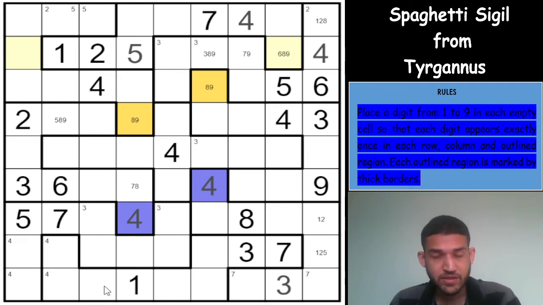6, 8, 9. So 8 in column 9 has only two options, this cell or this cell. If it goes here, it must go either here or here. So I dearly would love to know what are the contents.